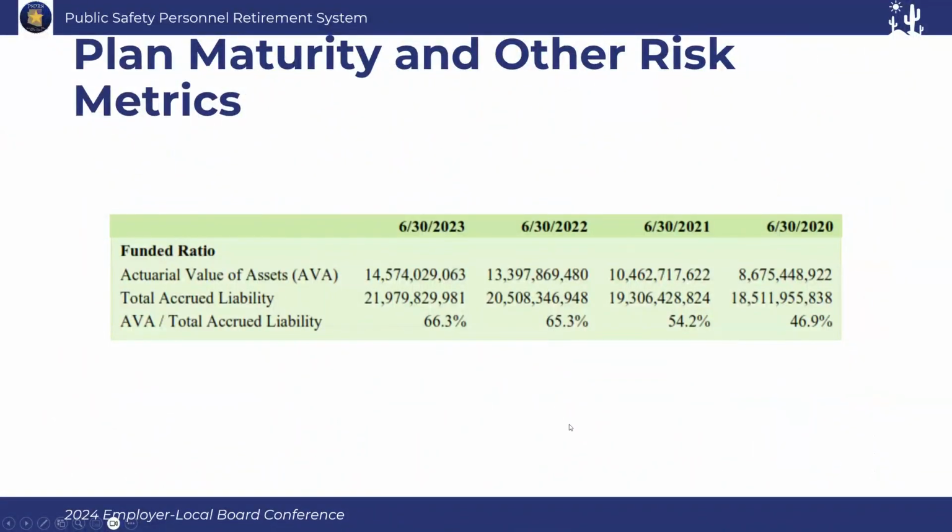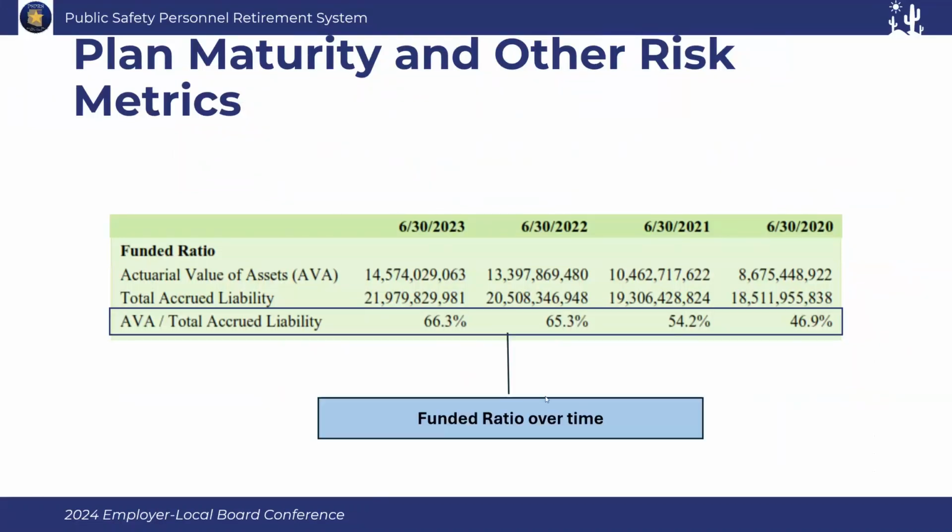Another and kind of the last area I want to highlight in the report is there's a table at the back called plan maturity and other risk metrics. This is just one portion of the table that looks at the funded ratio. And why I'm highlighting it is because I think it's always important to keep in mind the changes over time in these pension plans. 1 year to 1 year change doesn't really give a lot of the bigger picture of what's going on. Like most things, looking at the longer term trend is really important. And that's true of pensions.